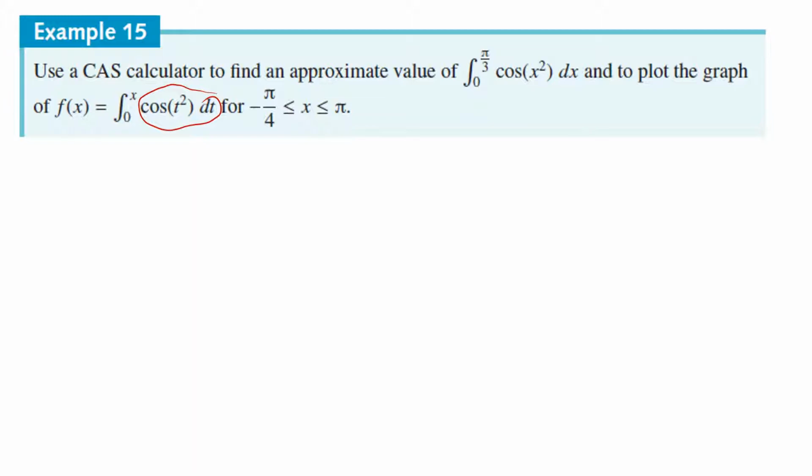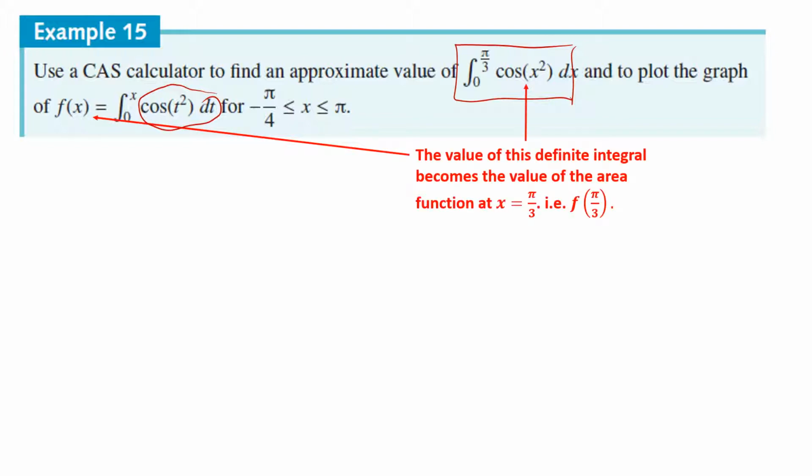Now, of course, this value can be obtained directly from your CAS, no big deal. But let's have a play with this net signed area function and see what we come up with. Okay, so the value of this definite integral becomes the value of the area function under the cos x squared graph from 0 to pi on 3. So that's what f of pi on 3 represents.